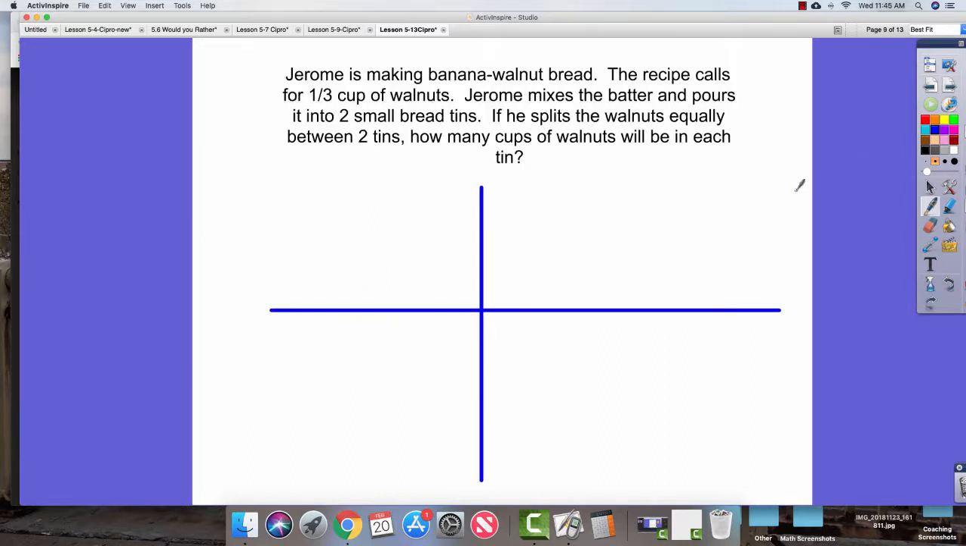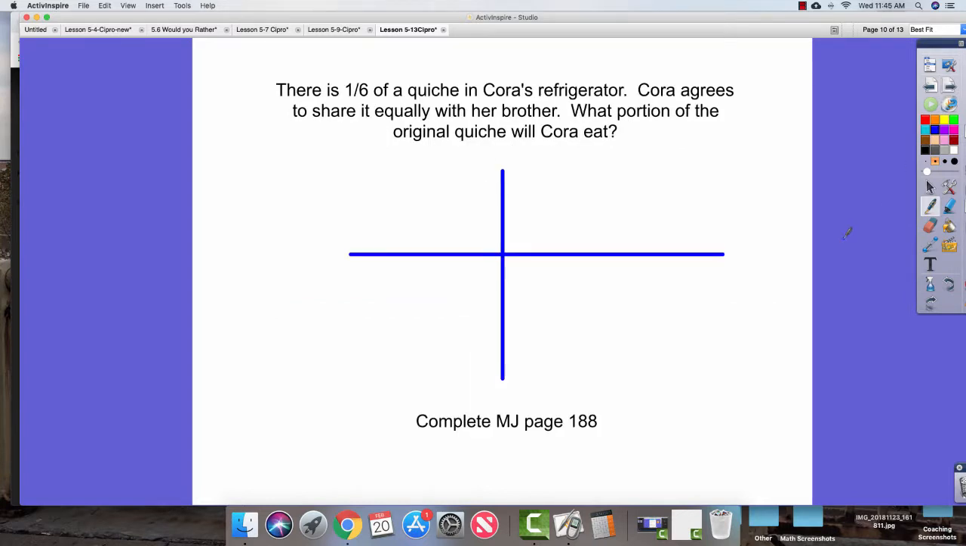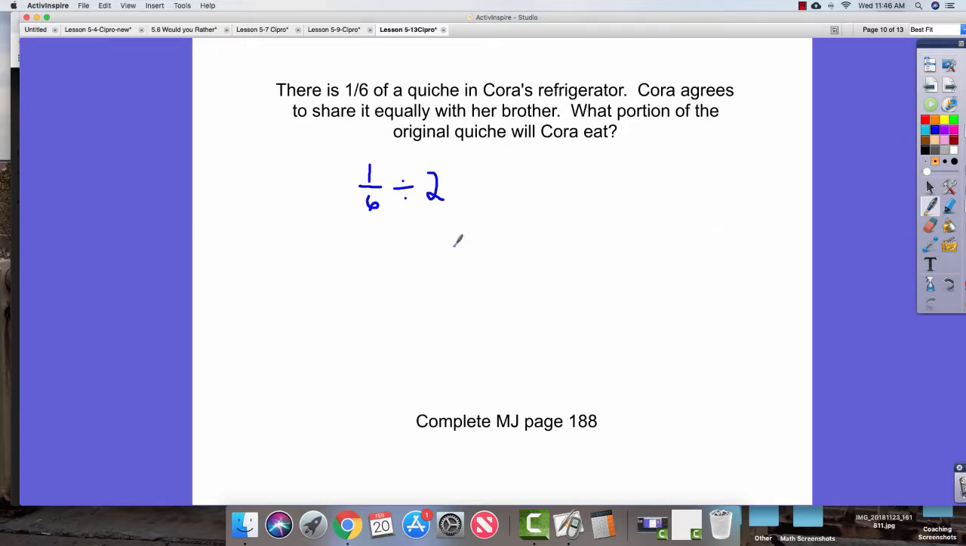Let's do another example. Let's do this next one here. So this one's about quiche. All right. So there's 1/6 of quiche in Cora's refrigerator. Cora agrees to share it equally with her brother. What portion of the original quiche will they get? Okay. Well, again, so I have 1/6 of a quiche to split. So that's my dividend. That's what I'm splitting up. How I'm doing it is my divisor. So Cora and her brother. So there's 2 of them that they're going to split that with.